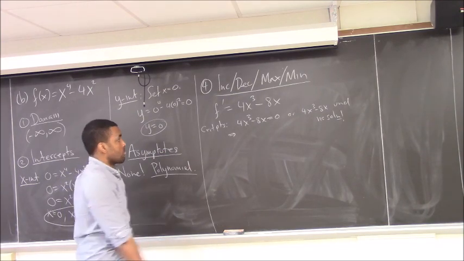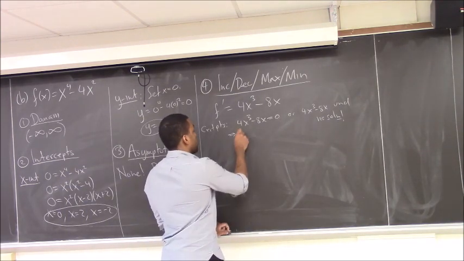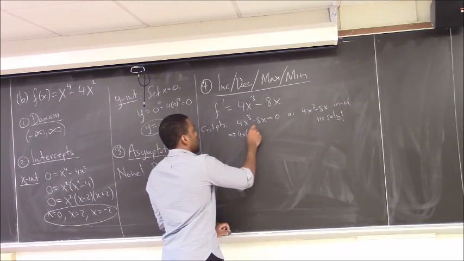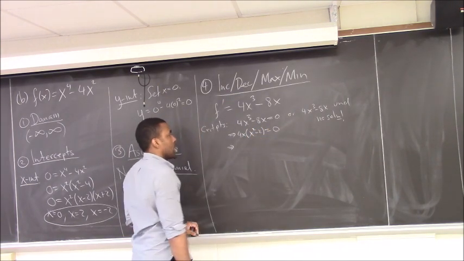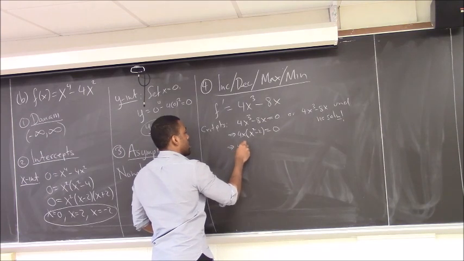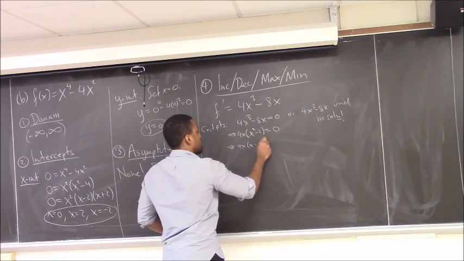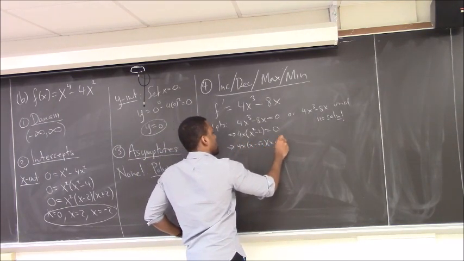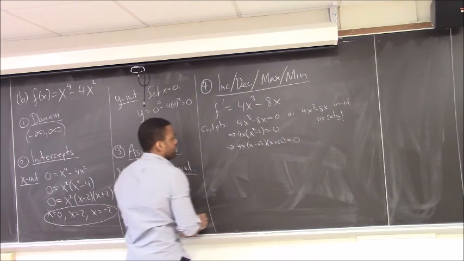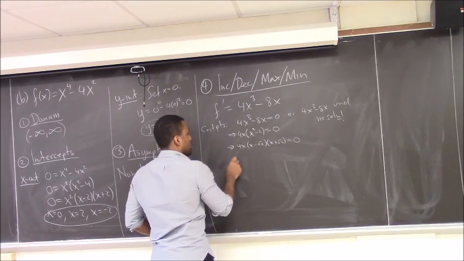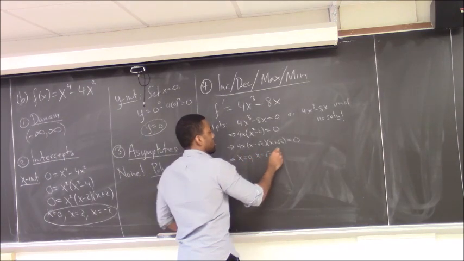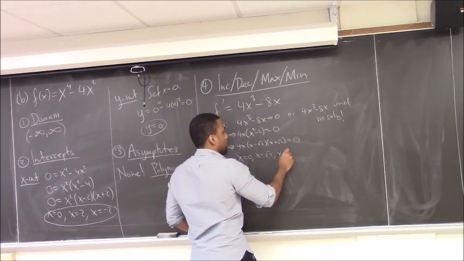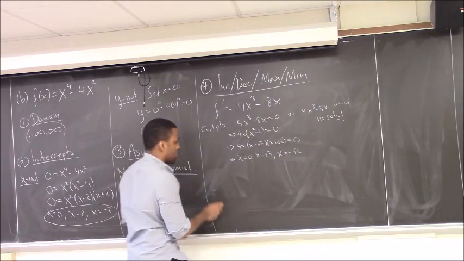Factor out 2x? I can factor out 4x. I would have x squared minus 2 equals 0. And that would be 4x times x minus radical 2 times x plus radical 2, by a difference of squares. And so I get 3 points as well here. x equals 0, x equals radical 2, or x equals minus radical 2 are my critical points.